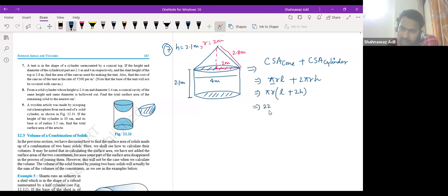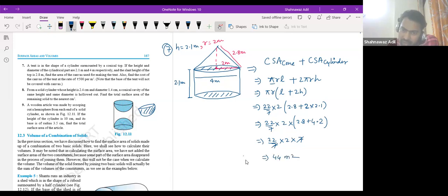Now we can put in the values. This is 22 by 7, r is 2, and l is 2.8 plus 2h, and fortunately we didn't need to calculate h separately. 2 into h is 2 times 1.1, that is 2.2. Hmm, so 2.8 plus 2 gives 4.2 (wait 2.8 plus 2.2 is 5, as read aloud). So this is 22 by 7 into 2 into the sum, the 7s cancel, and this is 44 meters square. So this would be the area of the tent, right?